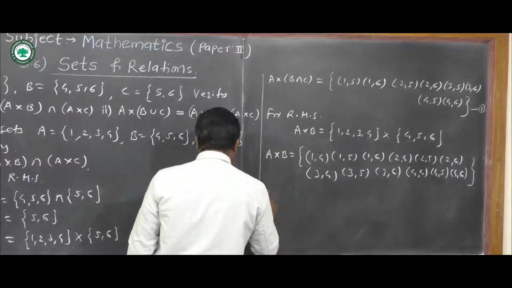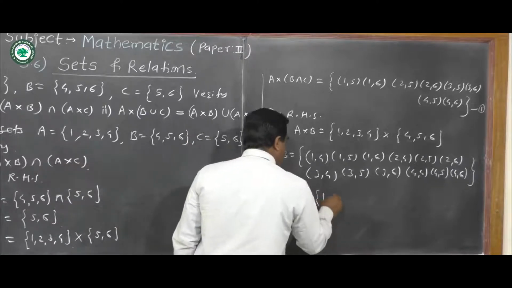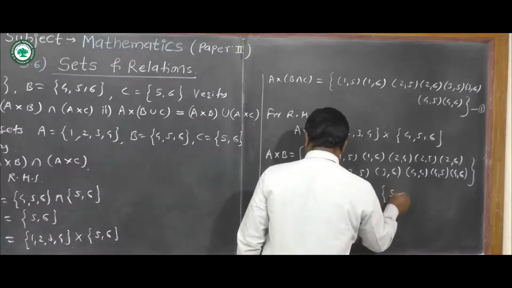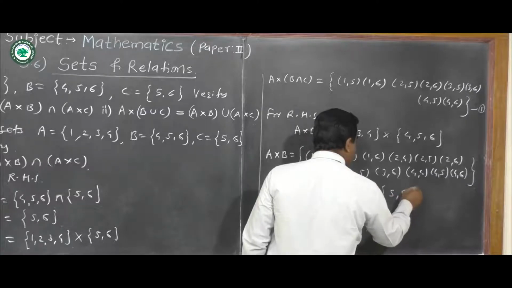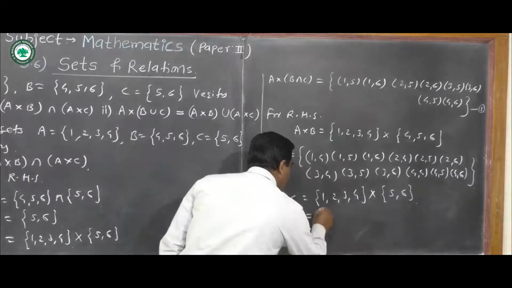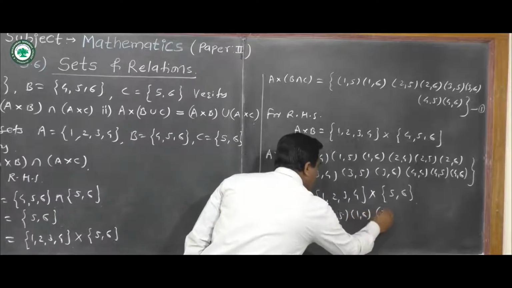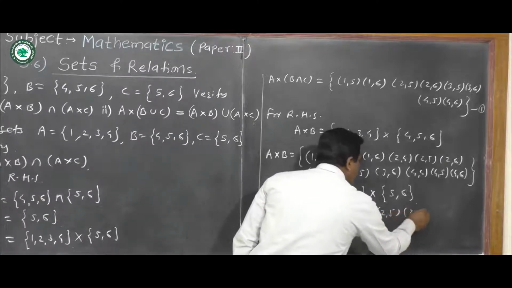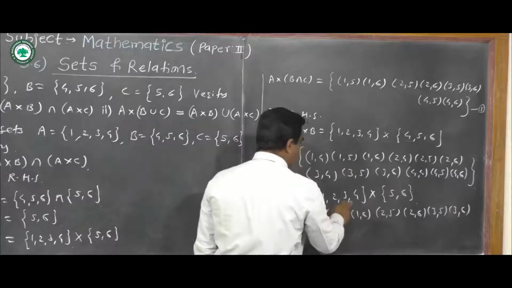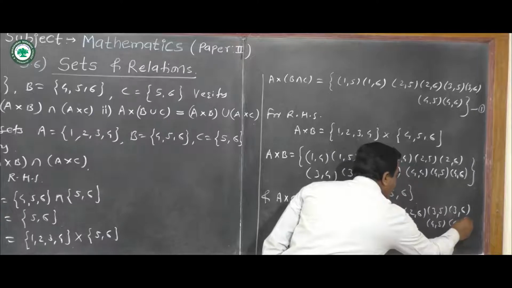Now, and A cross C. A cross C is equal to set A containing elements 1, 2, 3, 4 cross set C containing elements 5 and 6. Now the Cartesian product of these two is equal to, in curly bracket, 1, 5, 1, 6, 2, 5, 2, 6, 3, 5, 3, 6, and last is 4, 5, 4, 6. Ordered pair of 4 and 5, ordered pair of 4 and 6.